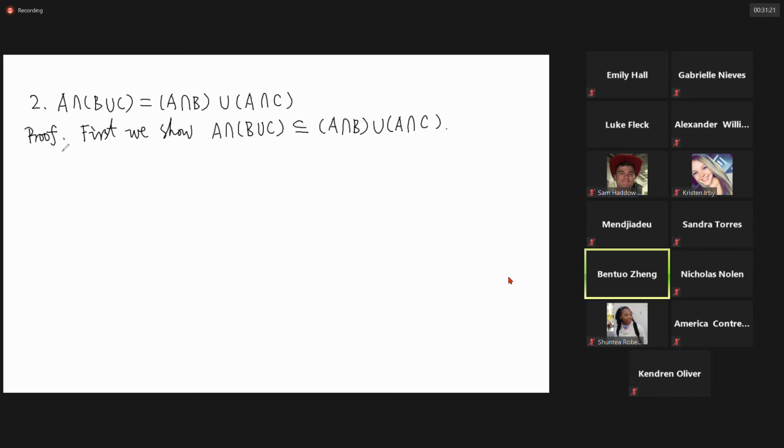Okay, to prove this, we take any element x in the left-hand side, A intersect B union C. We want to show x is in A intersect B union A intersect C. So what is the meaning of this? This means x is in A, because this is an intersection, and x is in B union C.